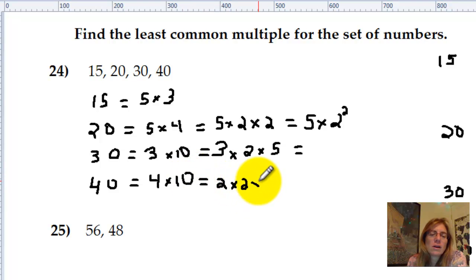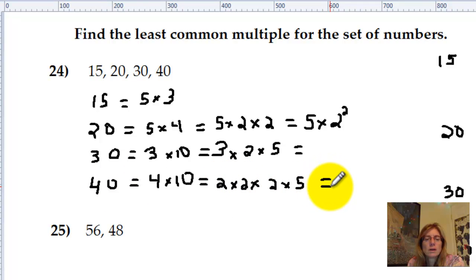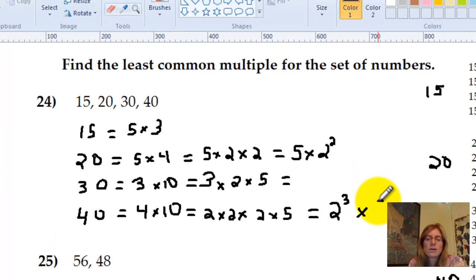And then, let's take the 10 and break it into 2 times 5 as usual. Now we have a prime factorization of 40. If you multiply that back, 2 times 2 times 2 is 8, times 5 is 40. So that one you can put into an exponent format of 2 cubed times 5.